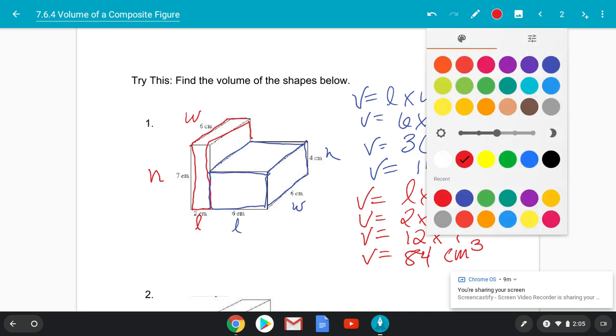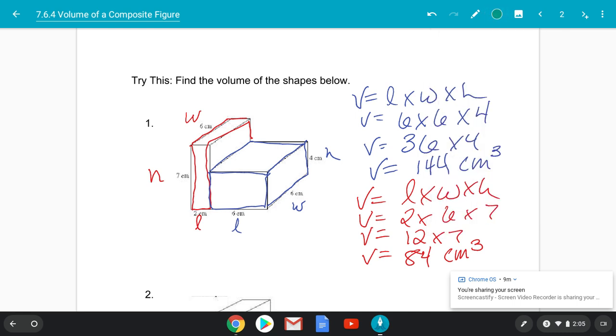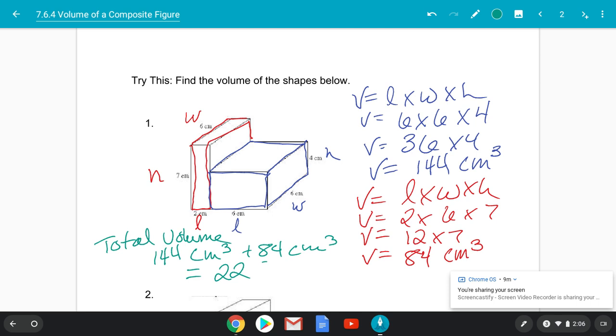Because we're talking about volume, we have 3 dimensions. So now I found the volume of the blue piece, I found the volume of the red piece. To find my total composite volume, I'm going to do 144 centimeters cubed plus 84 centimeters cubed, and add those two together to get a total of 228 centimeters cubed for our total composite volume.